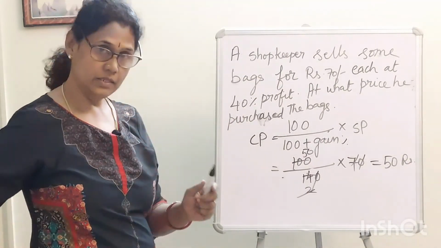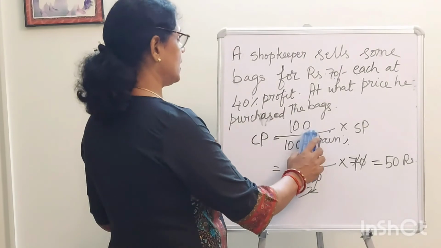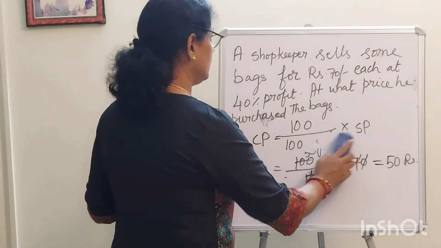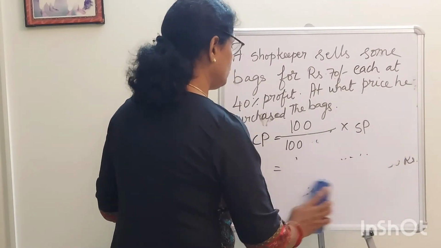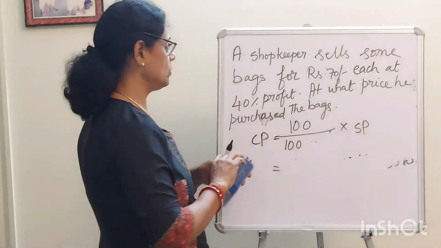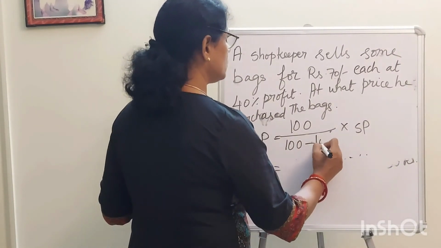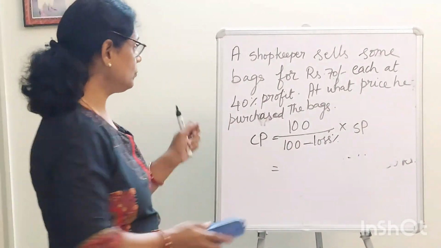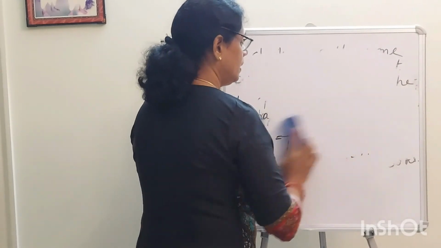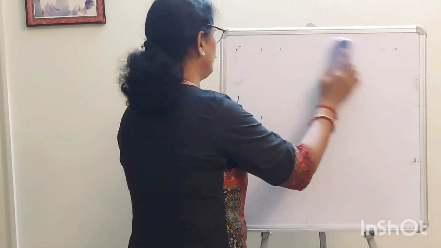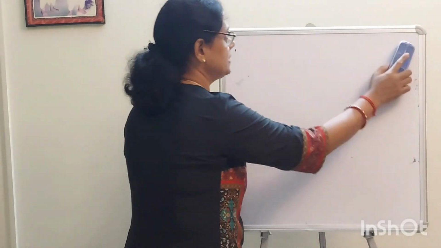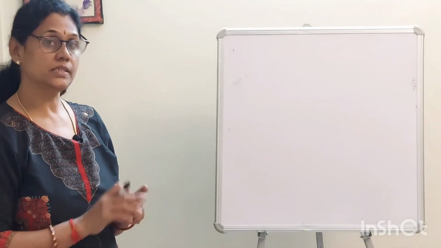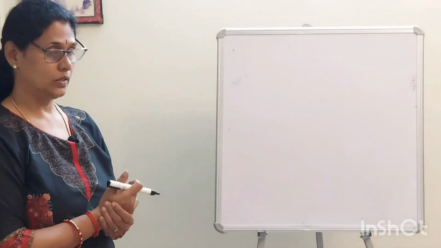Is it clear? Okay. The same thing, if there is a loss, you just have to minus the loss. If a loss percent is given, you have to minus the loss. CP is equal to 100 by 100 minus loss percent into the SP. So you have to remember this formula when you are asked to find out the cost price or the selling price when a profit percent or a loss percent is given instead of profit or loss.